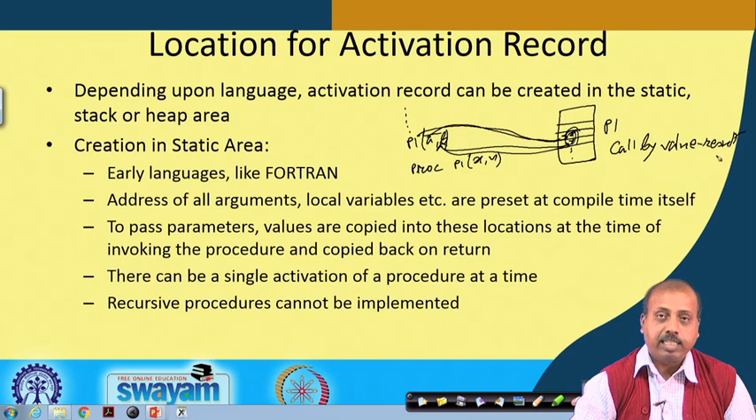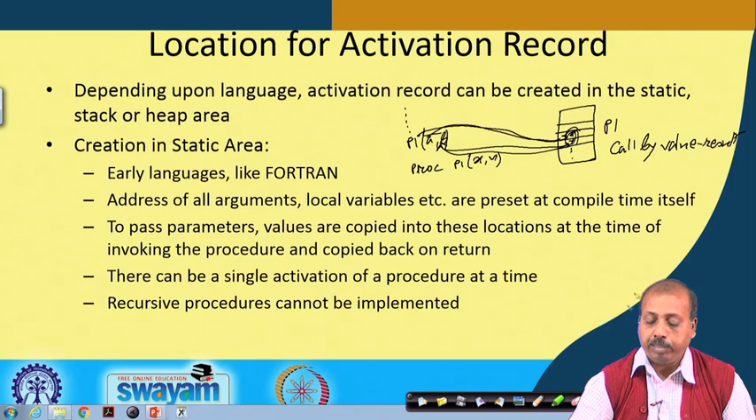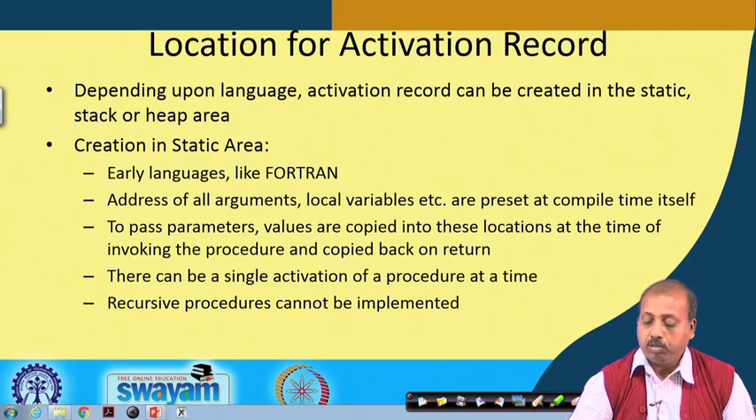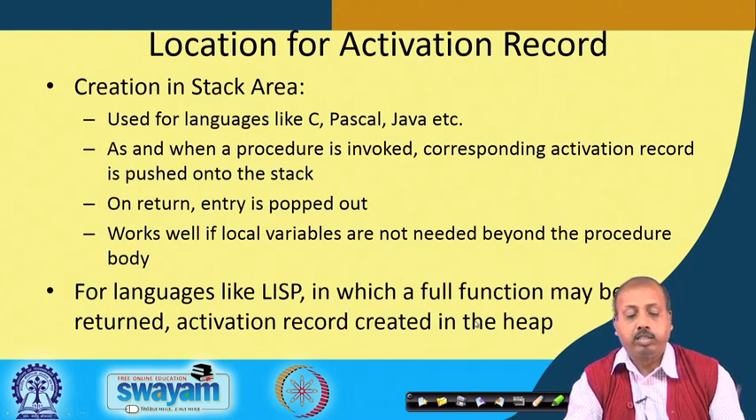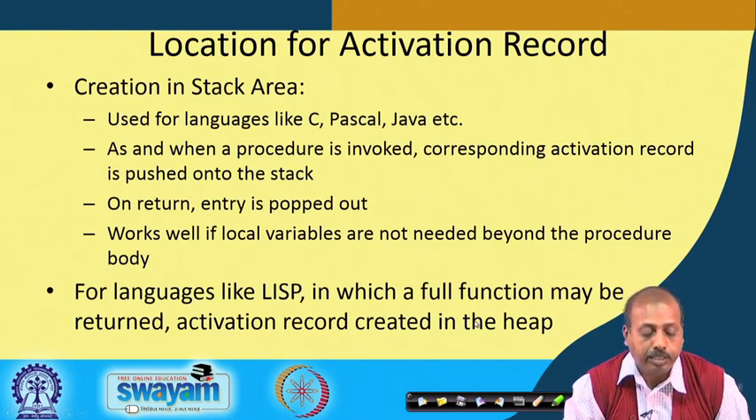And as I discussed previously, there can be only a single activation of a procedure at a time, because multiple activations will destroy the activation record content of the previous call, and recursive procedures definitely cannot be implemented. Okay. So, next we will be looking into other possible locations for this activation record.